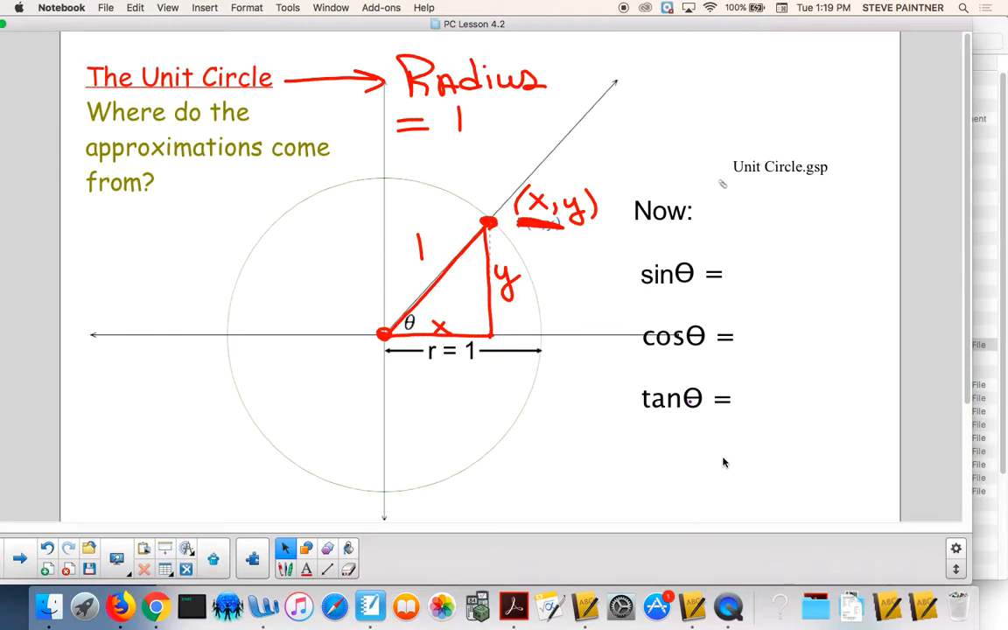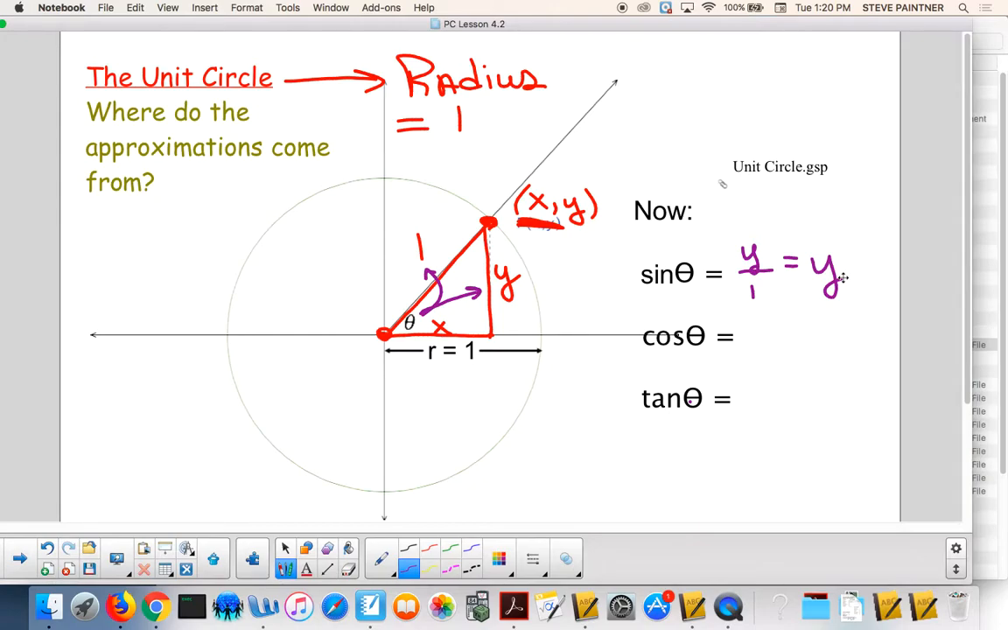Sine of theta. Lauren, what do you think? She says y over 1, which is opposite over hypotenuse, y over 1. Is she right? Yep. But what could we call that? We could just call it y, couldn't we? Sine of theta is just y.